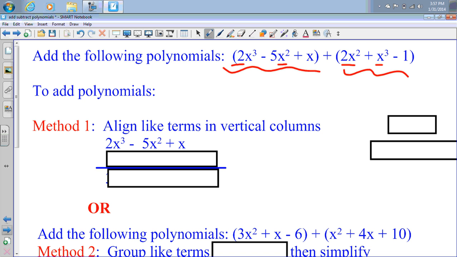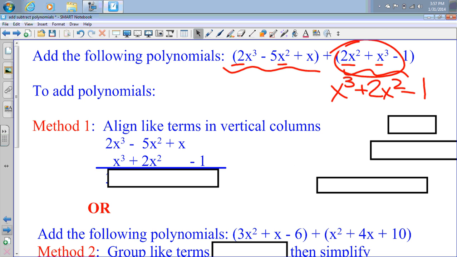Okay, notice this is not in descending order. So this should be x cubed plus 2x squared minus 1. You may need to rewrite that. Let's see if they did. Yes, ma'am, and yes, sir. So now let's go ahead and add. Do I have anything to add with this? No, so it's negative 1. Do I have anything to add with the x? No, so it's plus x.